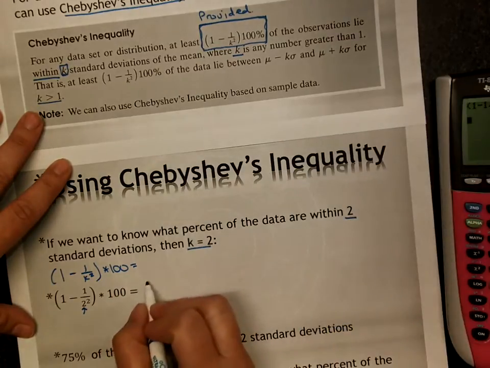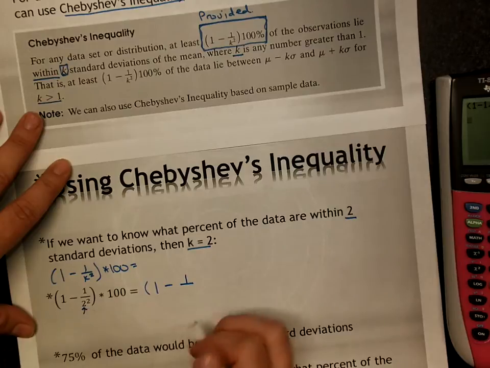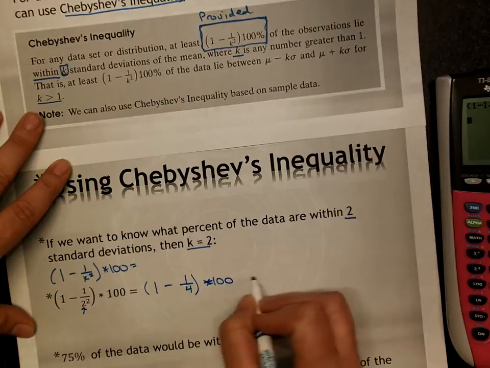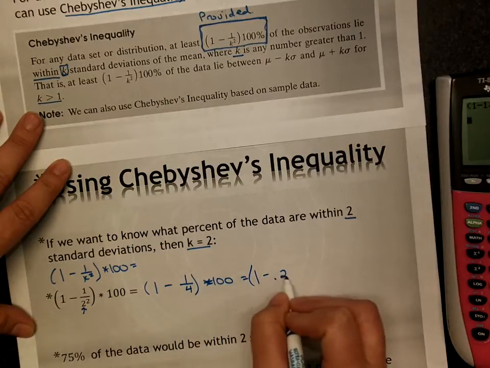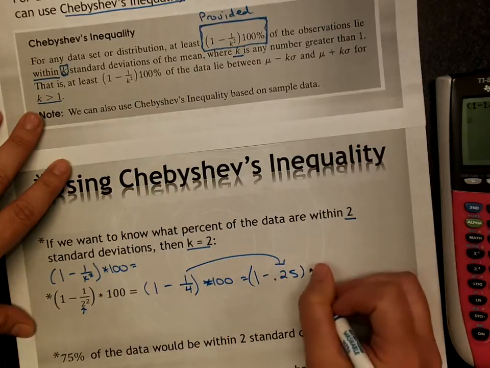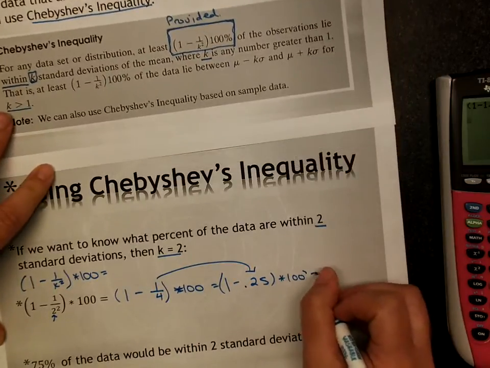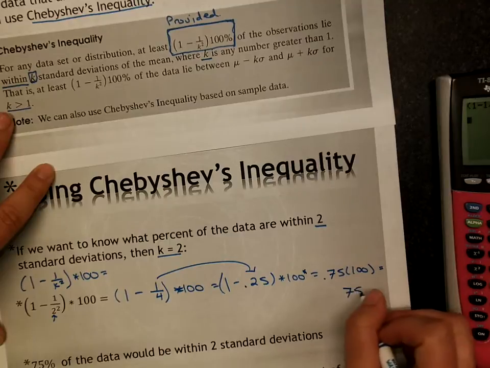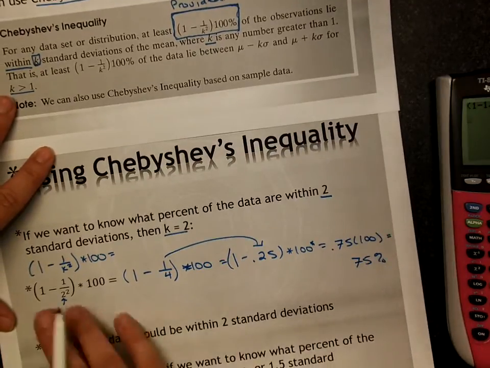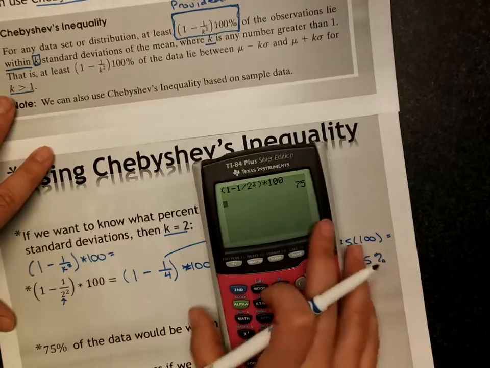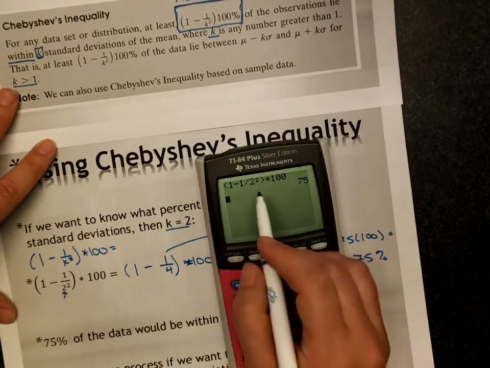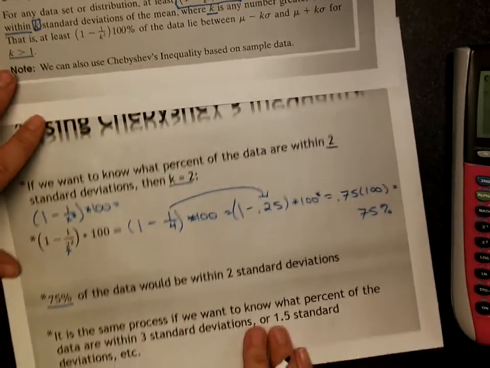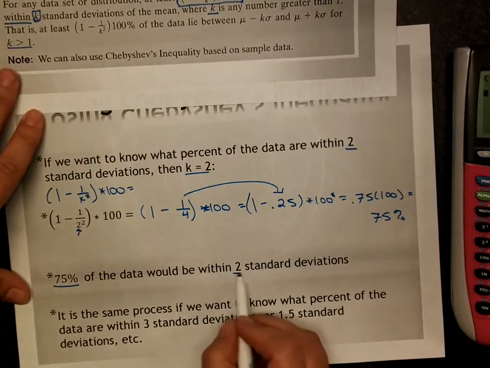If you'd rather work it by hand, 2 squared is 4, so that's 1 minus 1 over 4, times 100. Another way to write that is 1 minus 0.25, since 1/4 is 0.25, which is 0.75, times 100, which is where we're getting the number 75. You can work it by hand, you can throw it in the calculator, either way is fine with me. Whatever number they give you for k, you just type it in, and it spits out the answer. So in this example, 75% of the data would be within 2 standard deviations of the mean.